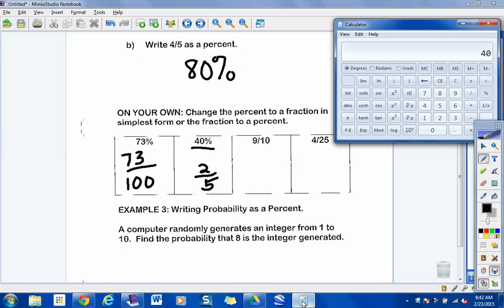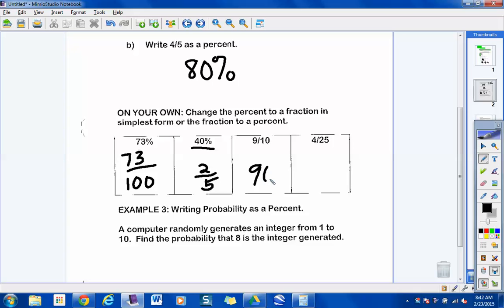Okay, now the other two in this case were just fractions. What'd you get for a percent here? You had to turn this fraction into a percent. What'd you get? 90%. Okay, how about this one?